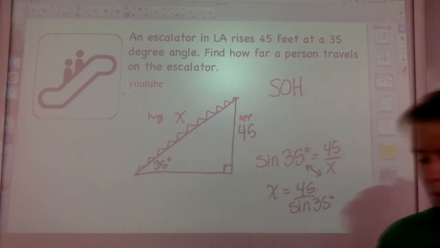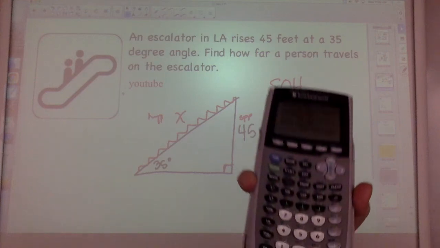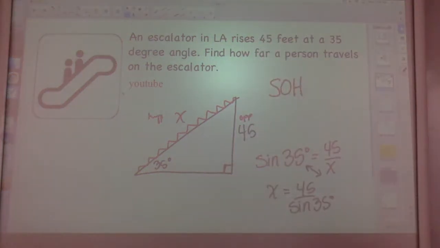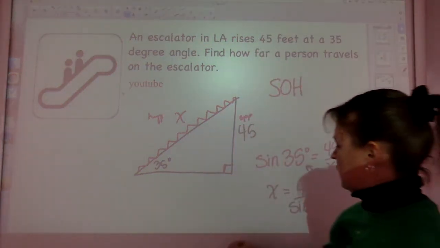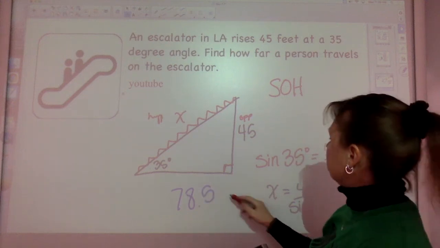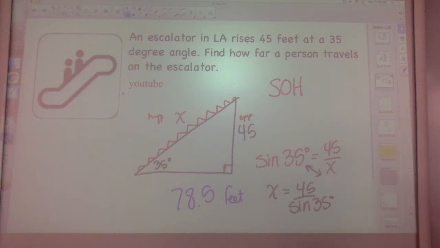And we want to take 45 and divide it by the sine of 35 degrees, which is 78.5. The person travels 78.5 feet. That is a crazy long escalator.